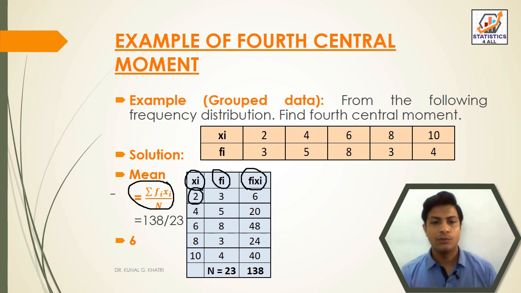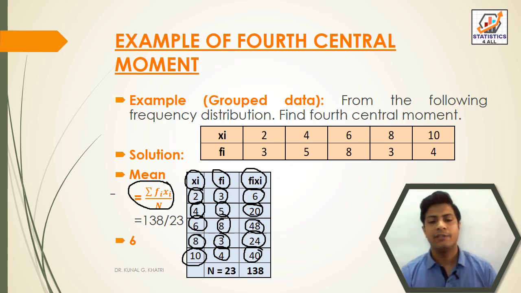So 2 multiplied by 3, we get 6. Sorry, 4 5s are 20. 6 8s are 48. 8 3s are 24, and 10 4s are 40. So now we take the sum of fi into xi, we get the value 138.